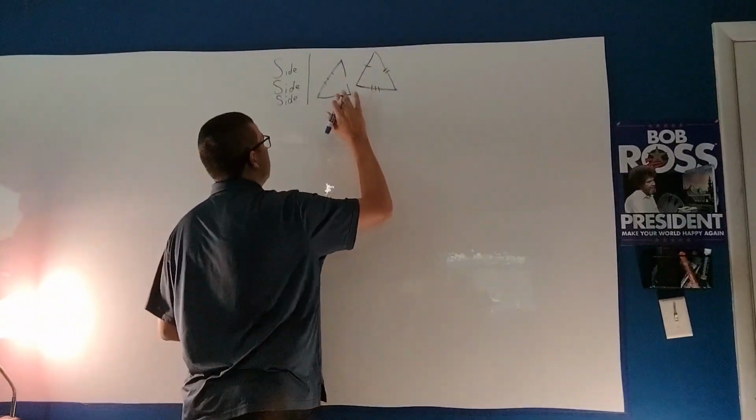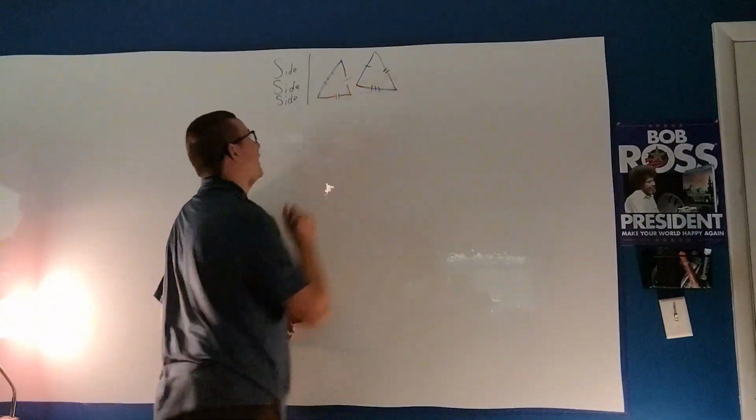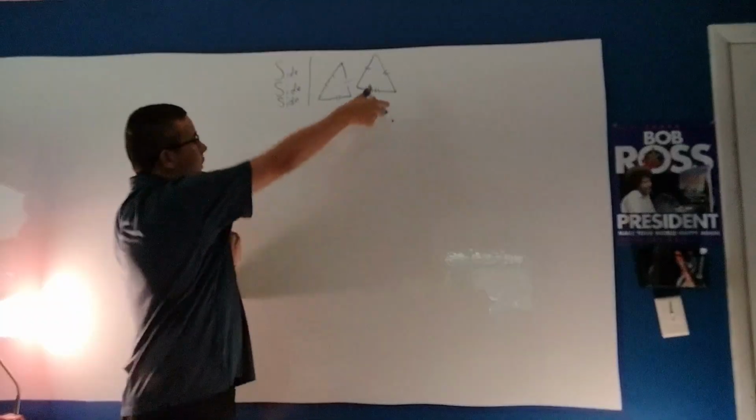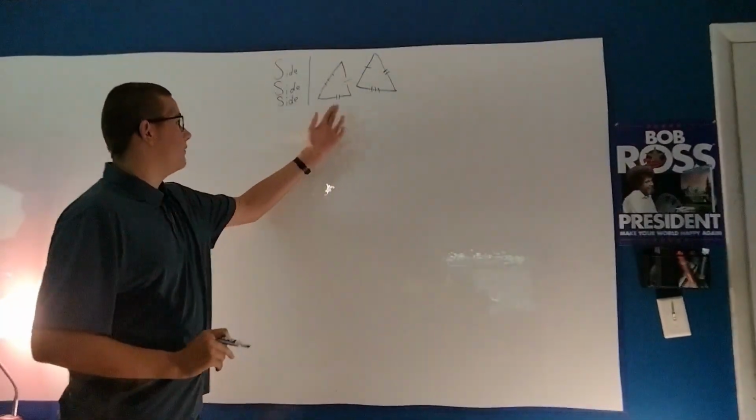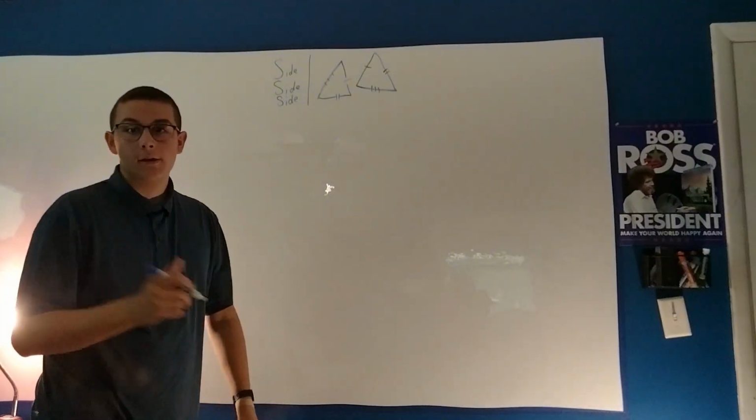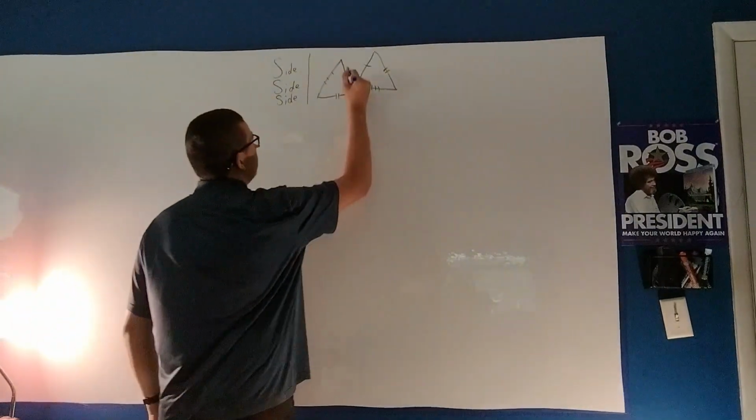Sorry, I should flip these like that. So this is just the triangle, but it's been rotated 90 degrees. So you have to prove that all 3 of these sides are congruent. Again, I would write this stuff down.